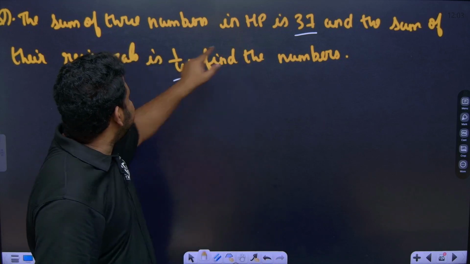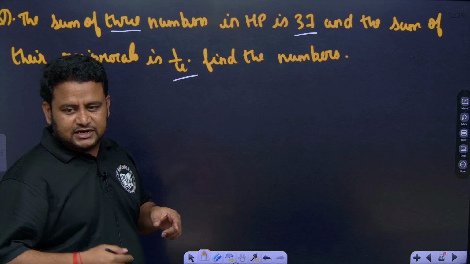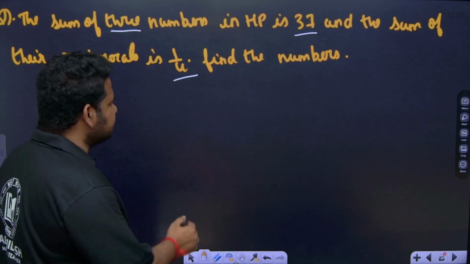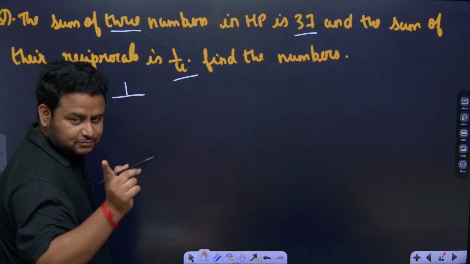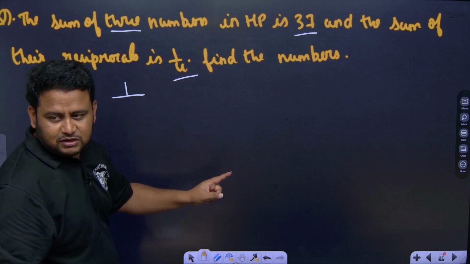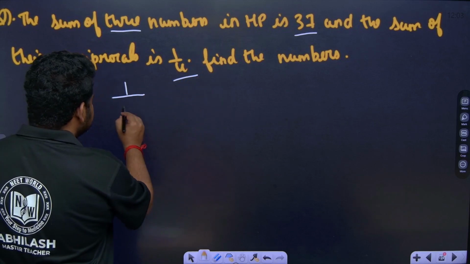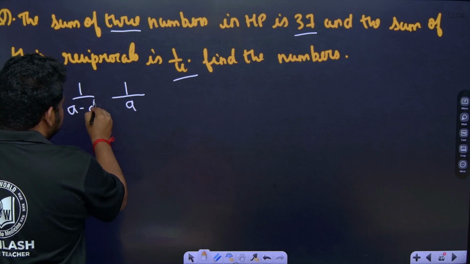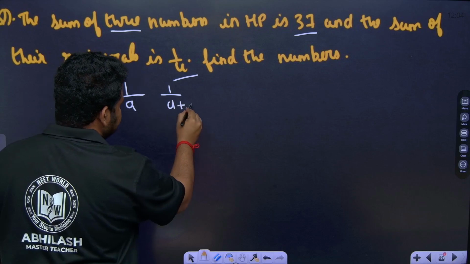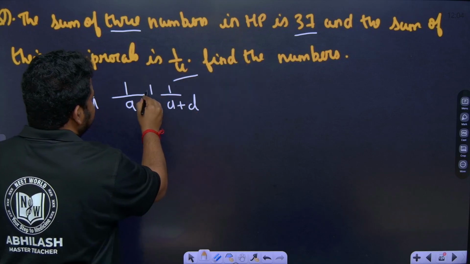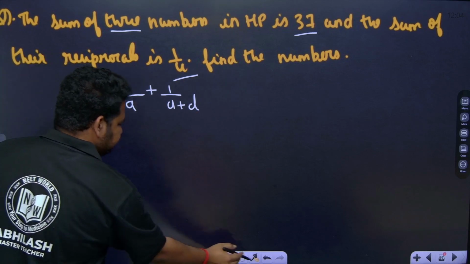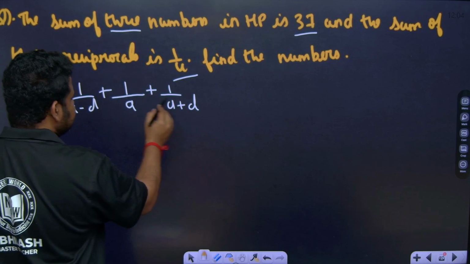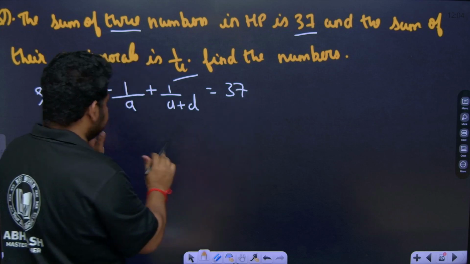Now how many terms are they telling? 3 terms. So the common difference is d. But here we will take the reciprocal. If it is in HP, the reciprocal will be in AP. So we will take the terms as 1 by a, 1 by a minus d, and 1 by a plus d. They are telling the sum, so I will take the sum. The sum is equal to 37.